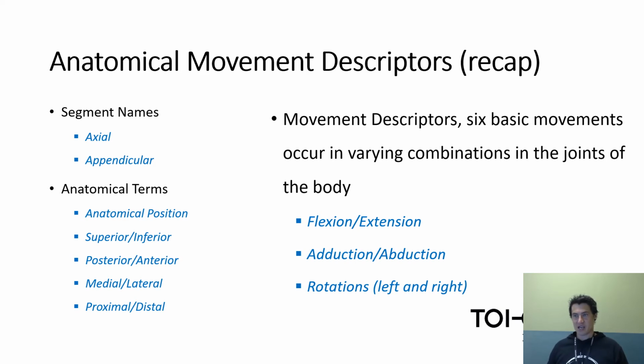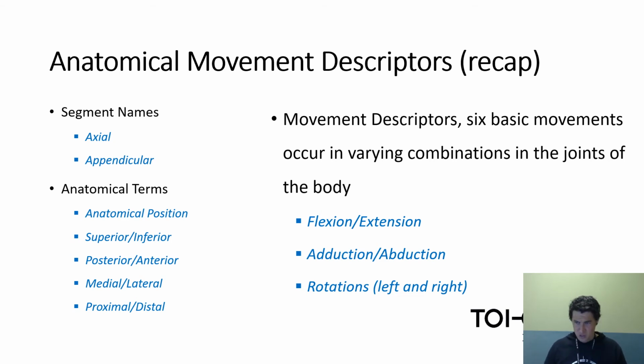So segment names, skeleton, we've got the axial, which is the center, so the skull, the spine, the ribs, and then we've got the appendicular, which is your limbs, including the girdles that attach your limbs to your axial skeleton. So that's things like your scapula and your clavicle for your shoulder girdle, and your pelvis for your legs.